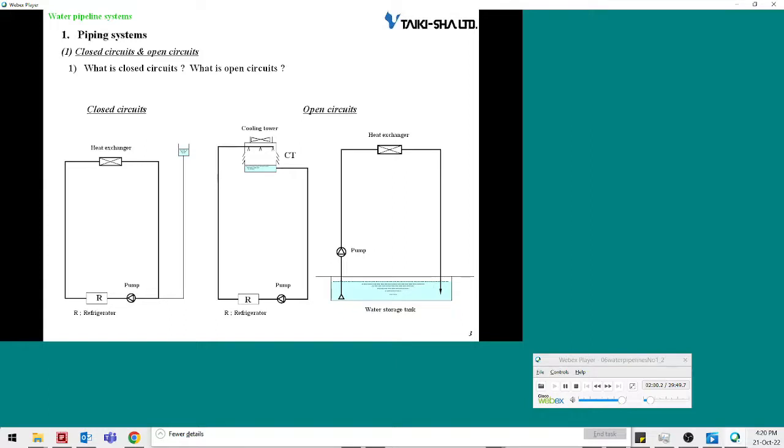You can see a simplified flow of a closed circuit on this slide. Water circulates through this path. There are no parts open to the atmosphere in the circuit. Open circuits include open-type cooling towers and open-type heat storage tanks. Schematic drawings of open circuits are shown on this slide. Water circulates along this path. A water tank open to the air is connected to the circuit.